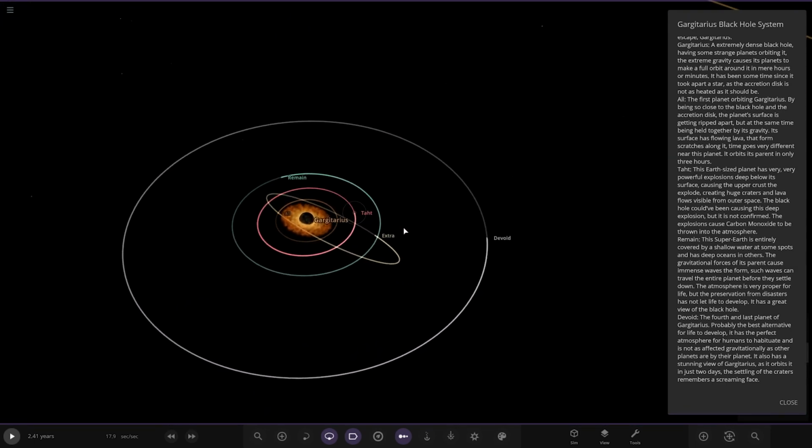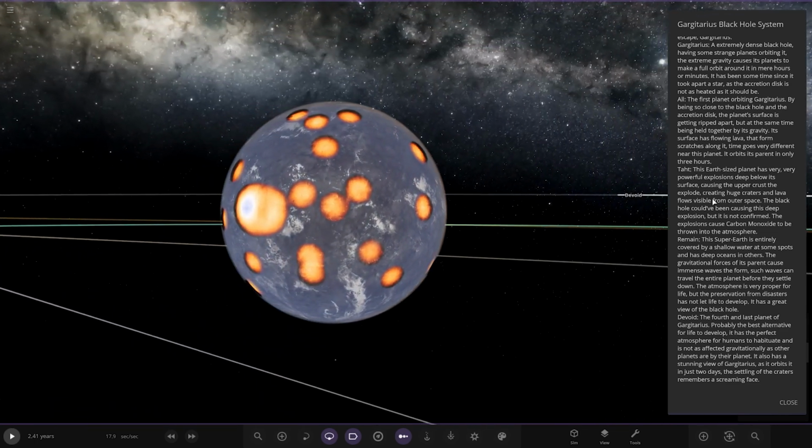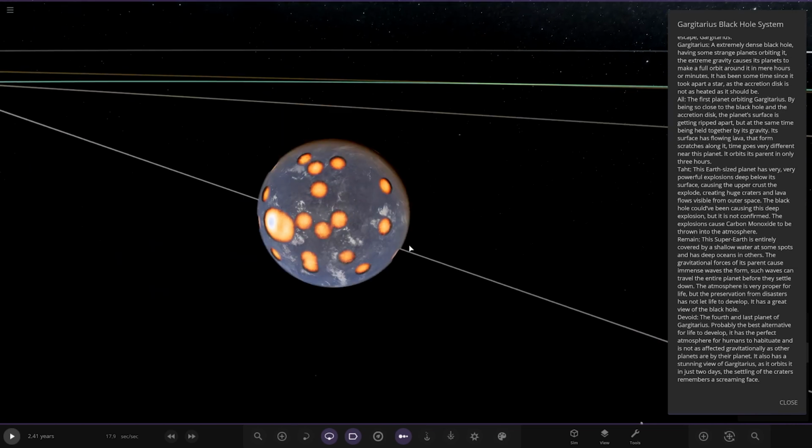Next up, we got this one. Oh, that's looking pretty beaten up. This Earth-sized planet has very, very powerful explosions deep below its surface, causing the upper crust to explode, creating huge craters and lava flows visible from outer space. The black hole could have been causing this deep explosion, but it's not confirmed. The explosions cause carbon monoxide to be thrown into the atmosphere. Cool.